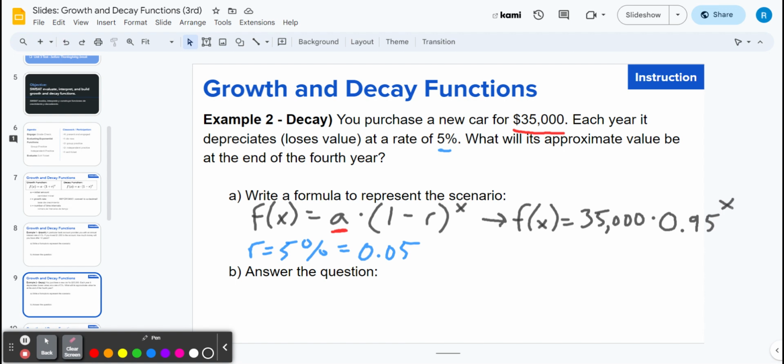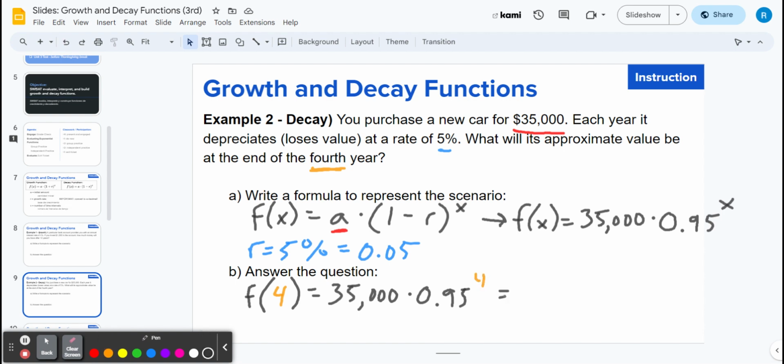Okay, and now I can answer the question here. So what is the approximate value at the end of the 4th year? So I'm going to take my function, but I'm going to evaluate it for the input of 4. So f of 4 equals 35,000 times 0.95 to the 4th power.